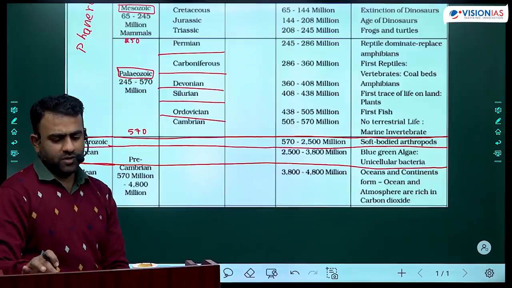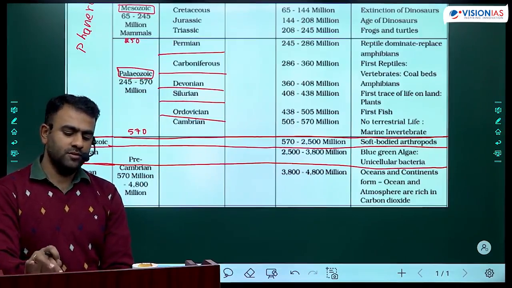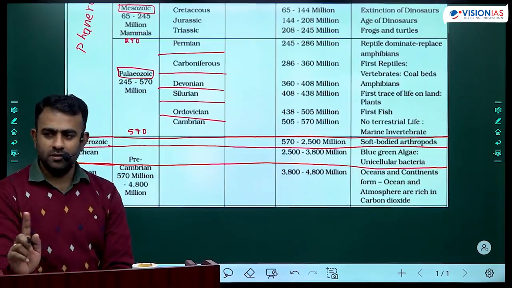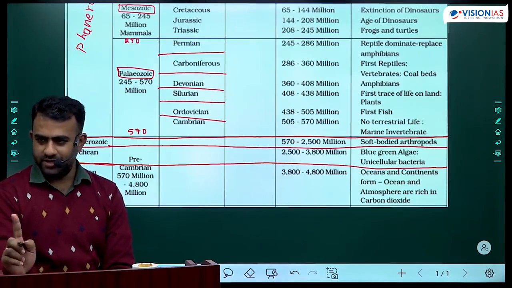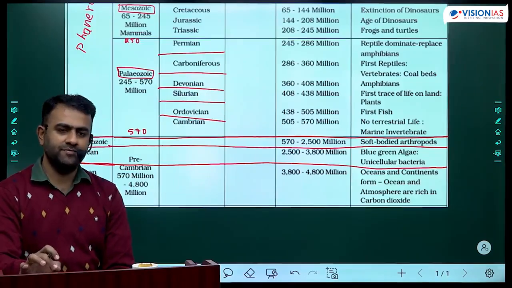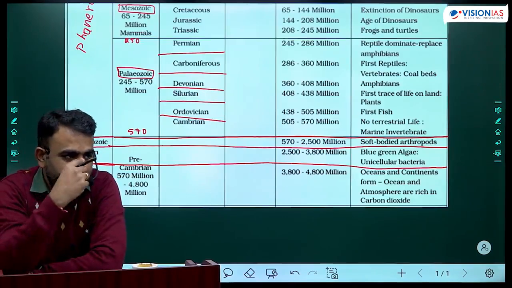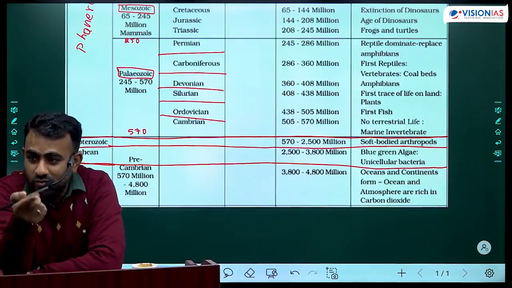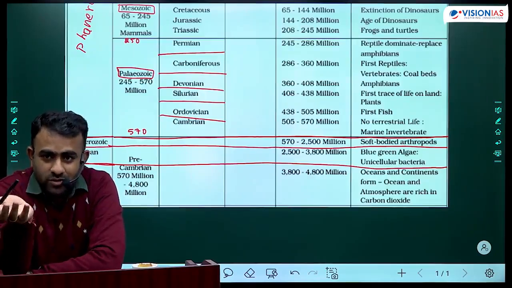ये कैम्ब्रियन में हुआ था. कैम्ब्रियन एक्सप्लोजन ऑफ लाइफ इन्वॉल्व्ड दिस आर्थ्रोपॉड्स. ओके, तो आर्थ्रोपॉड्स का स्पेशलिटी क्या है? दे आर नॉट वर्टिब्रेट्स. आर्थ्रोपॉड्स आर नॉट वर्टिब्रेट्स. ओके, सो आर्थ्रोपॉड्स का स्पेशलिटी क्या है? दे हैव लेग्स, jointed body parts which enables them to move easily. Okay, that is what is arthropods.